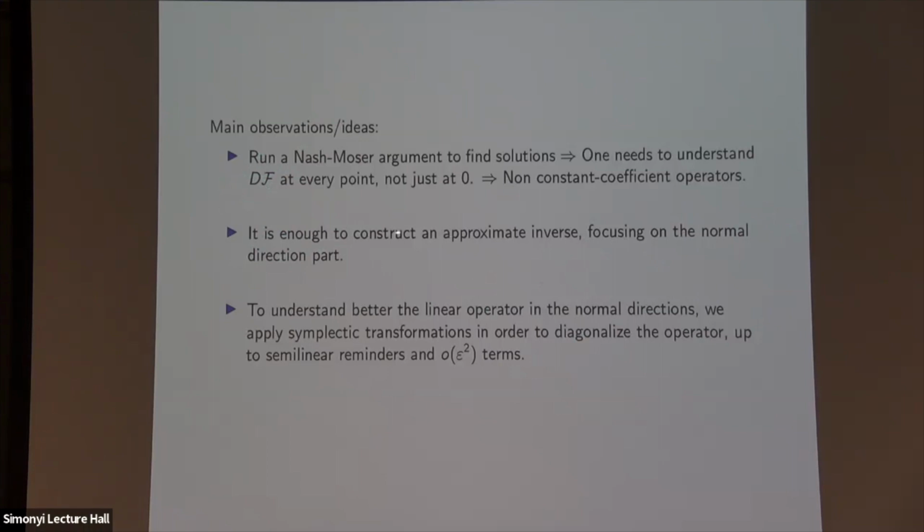So the way we are going to deal with this is starting from this non-constant coefficient operator. We're going to try to diagonalize this operator by applying symplectic transformations. Ideally, we would like to transform our linear operator into a constant coefficient operator. That would be fantastic. We cannot do that, but it's enough to do it up to semi-linear remainders and very little terms. And this O of epsilon squared is a pain, and this is a byproduct of having to deal with no freedom in the parameters. So if we were to take almost all alphas, then this requirement would disappear and our life would be a lot easier.